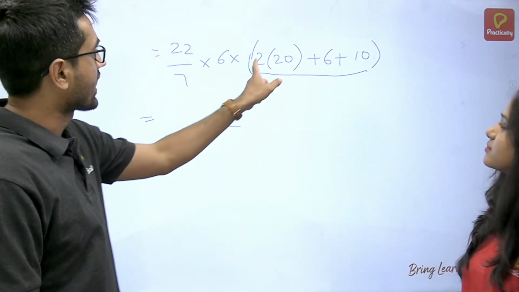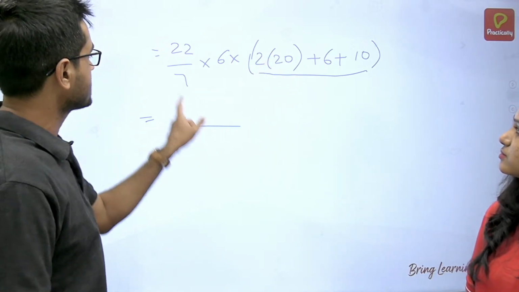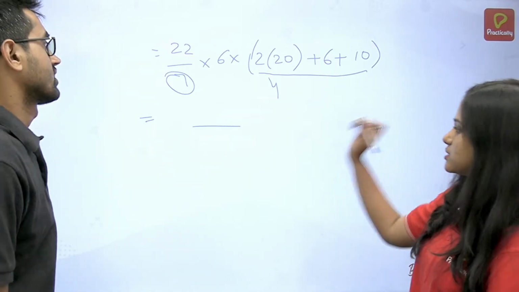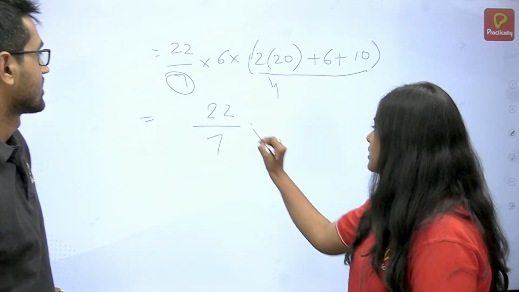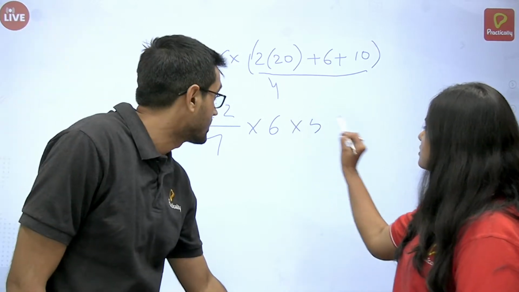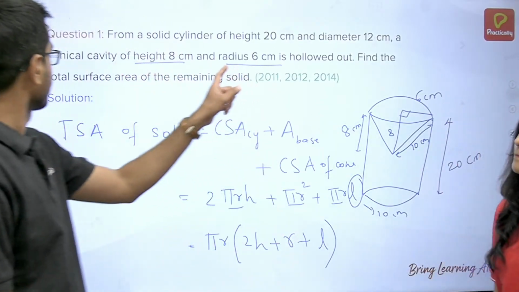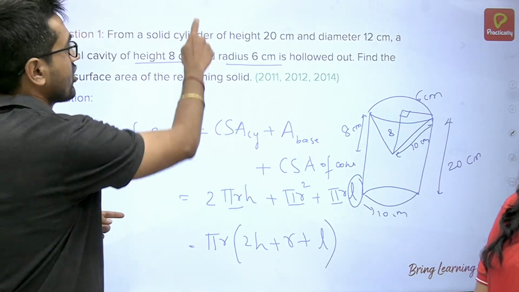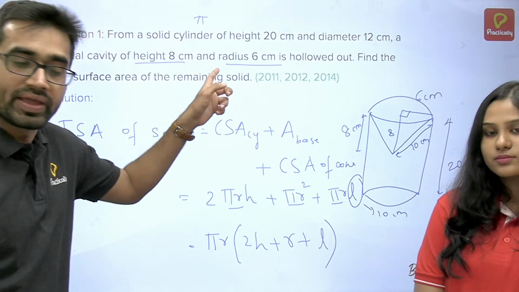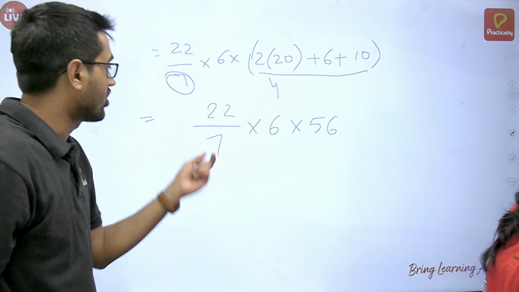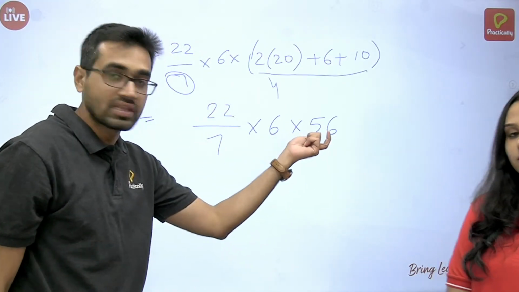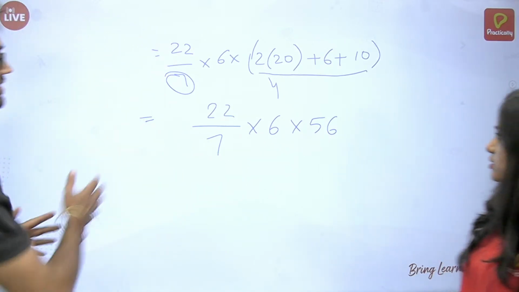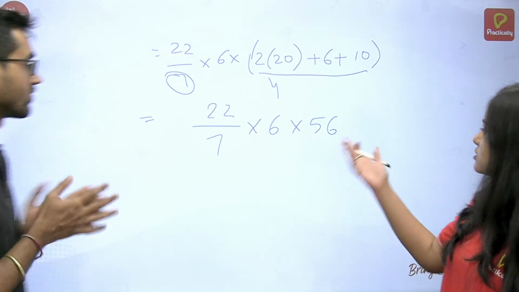Just one thing to note here: whenever you are adding these values, and if you see the multiplication is a multiple of 7, this is 40 plus 6 plus 10, so this will be 56. So 22 by 7 into 6 into 56. Whenever this question is given in your board exam, if they are not mentioning the value of pi, then select the value of pi in such a way that if it is cancelling, select 22 by 7. If not, then select 3.14, so that the calculation becomes easy for you. Okay, let's move to the next question.